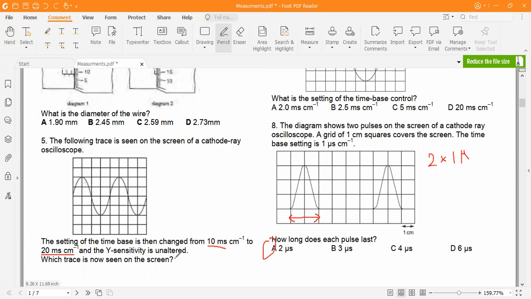In the previous case, each block represented 10 milliseconds. So on the X side, this was 10 milliseconds initially, but now they changed it and now it is 20. Okay, so now there are two ways in which this graph can change. The Y sensitivity is the same, the Y block is still the same. So either the graph can go like this, or the graph will go like this. Now we have to decide which it will be.